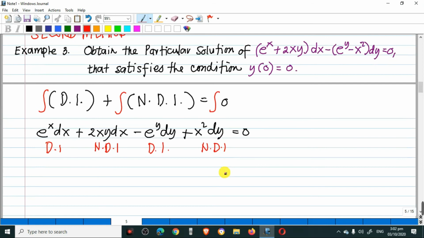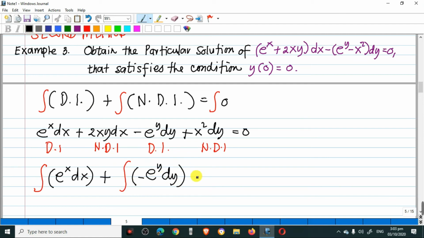Then after that, take all the direct integrable terms. So let us now do it. The integral of all DI: first, e raised to x dx, plus another DI, that is negative e raised to y, multiplied by dy. I will just write it first, and we will simplify later to make it neater. Then plus, since dx and dy make up just one term, you just need to select one. You can use either 2xy dx or x squared dy.